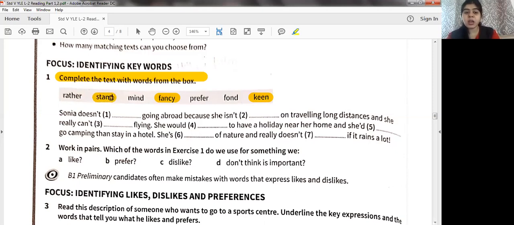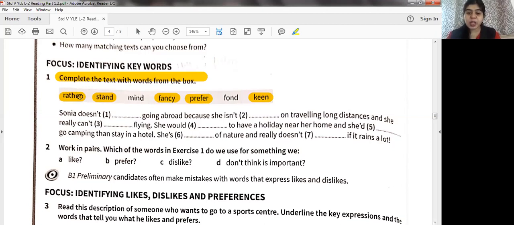Stand, meaning she is not feeling herself to be capable, or she is not firm with flying, because maybe she would be very scared, and that is why they have told that she can't stand flying, she cannot tolerate flying. She would dash to have a holiday. She would prefer, okay, she would prefer to have a holiday near her home, and she would rather, okay, over here, rather go camping than stay in a hotel.